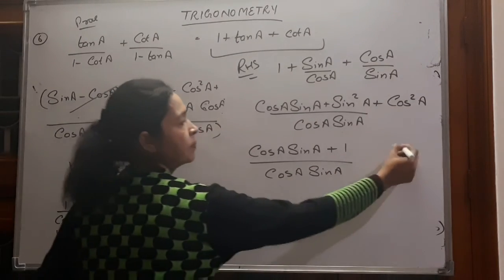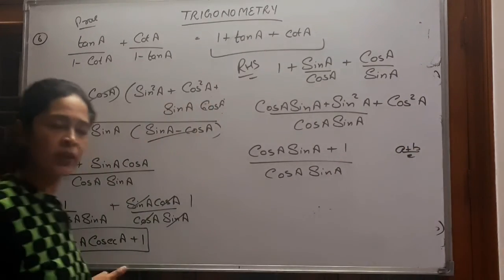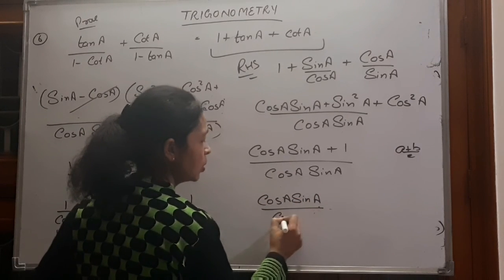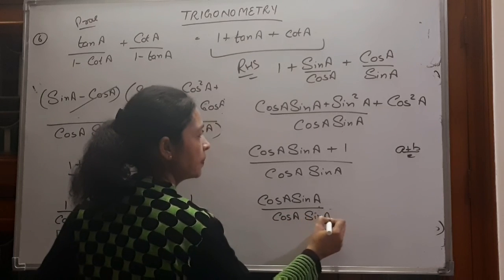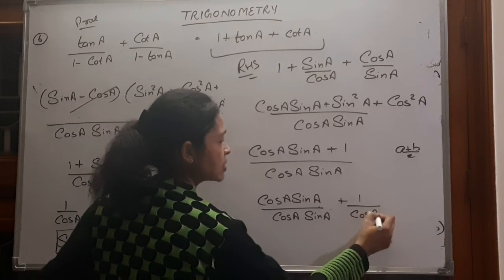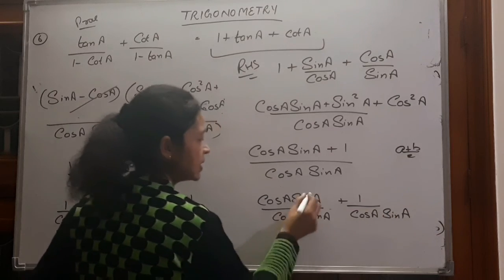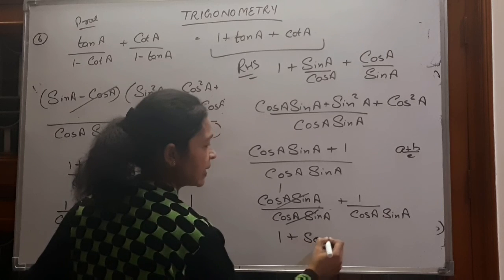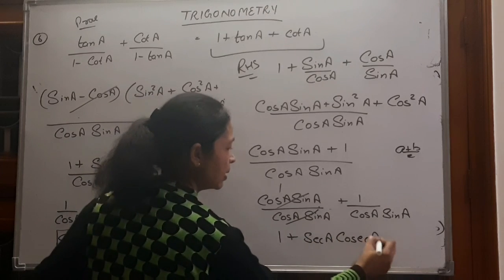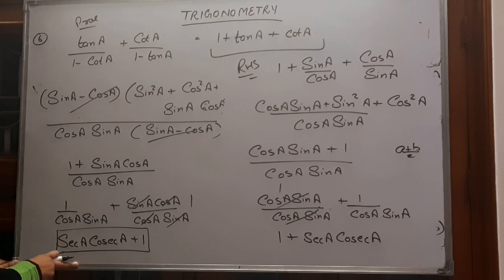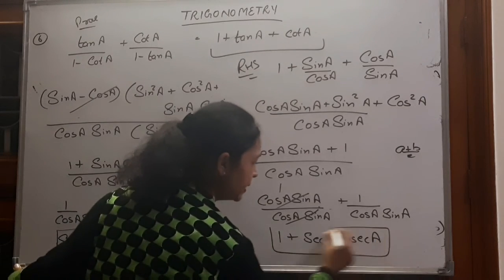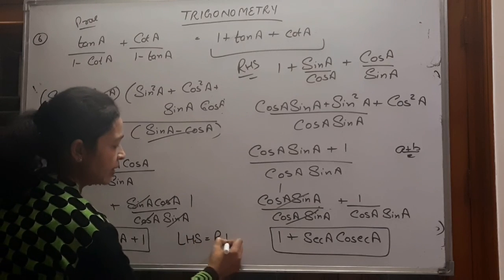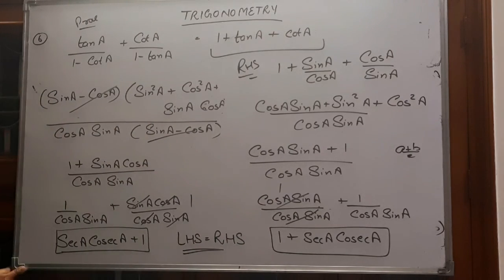Again the same trick. A plus b by 2 is a upon 2 plus b upon 2. We have cos a sin a upon cos a sin a plus 1 upon cos a sin a. These terms get cancelled. What is left? 1 plus 1 upon cos a sin a, that is 1 plus cosec a sec a. This one is the answer of the left hand side and this is of the right hand side. So we have got the same answer for the left hand side and right hand side. So we will write left hand side equals right hand side. This is our answer.